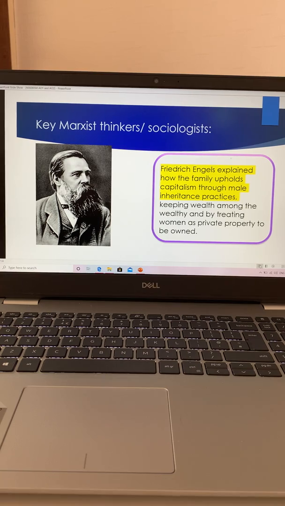A Marxist feminist would have a field day with this, looking at women being treated as private property to be owned through the institution of marriage, and basically trying to uphold it within the whole family unit, trying to pass on that idea of capitalism. Having more children, providing more workers to keep the capitalist system ticking over.